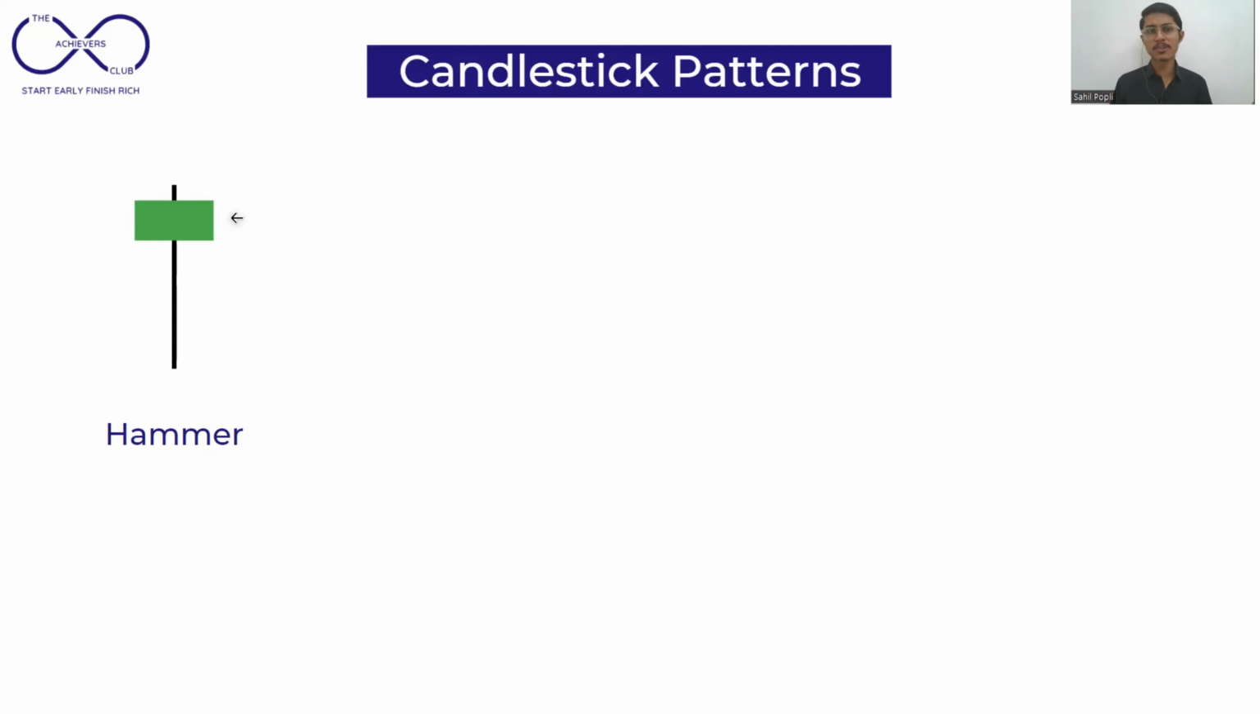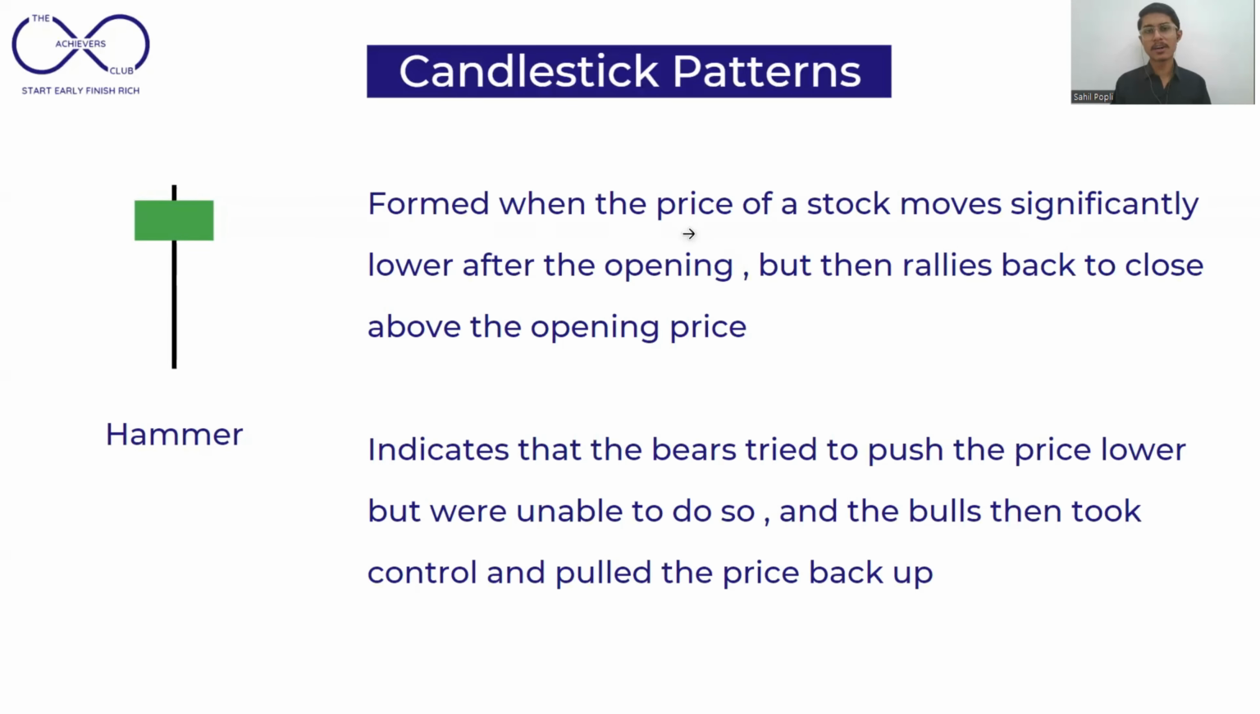Similarly, a red hammer is also formed, but the most important hammer is the bullish hammer. This is also a kind of reversal pattern, and if after this candle we get confirmation, then the trend reversal can happen. This is a theoretical concept, formed when the price of a stock moves significantly lower after the opening, as I've already mentioned. After opening, the bears can take charge, but then it rallies back to close above the opening price, which is how a green candle is formed. It indicates that the bears tried to push the price lower but were unable to, and the bulls took control and pulled the price back up. This is, in the simplest manner, what I explained already.